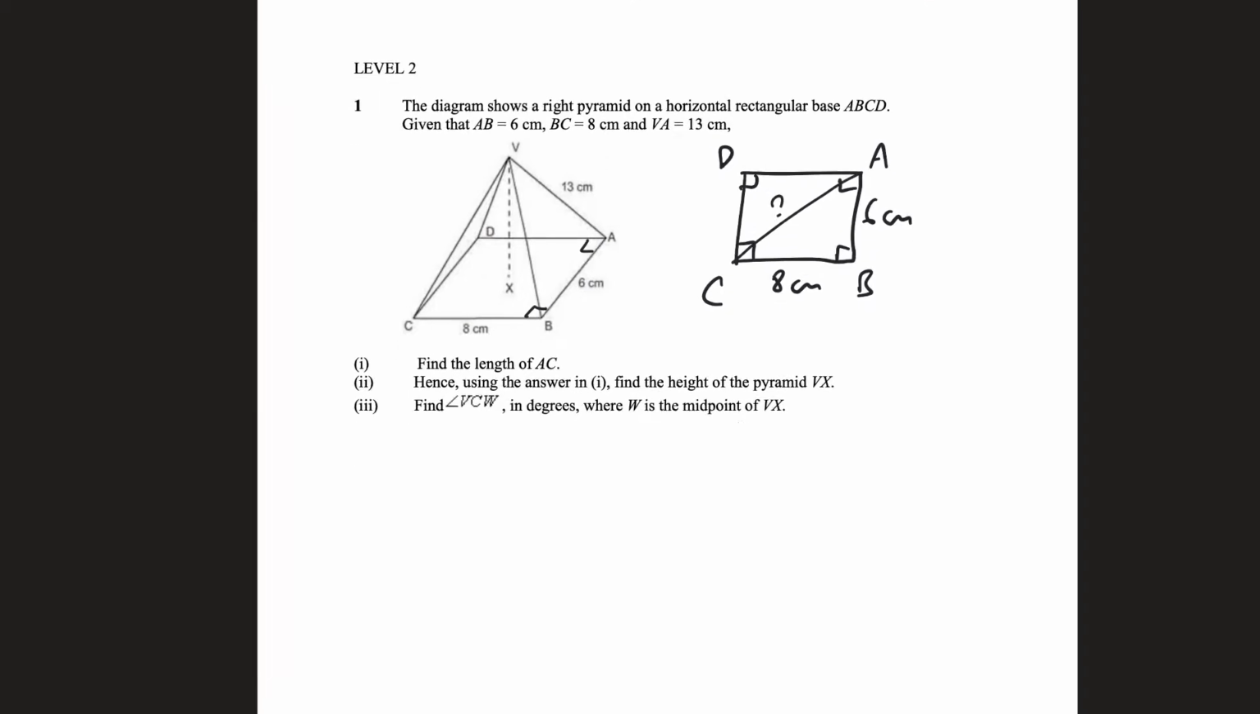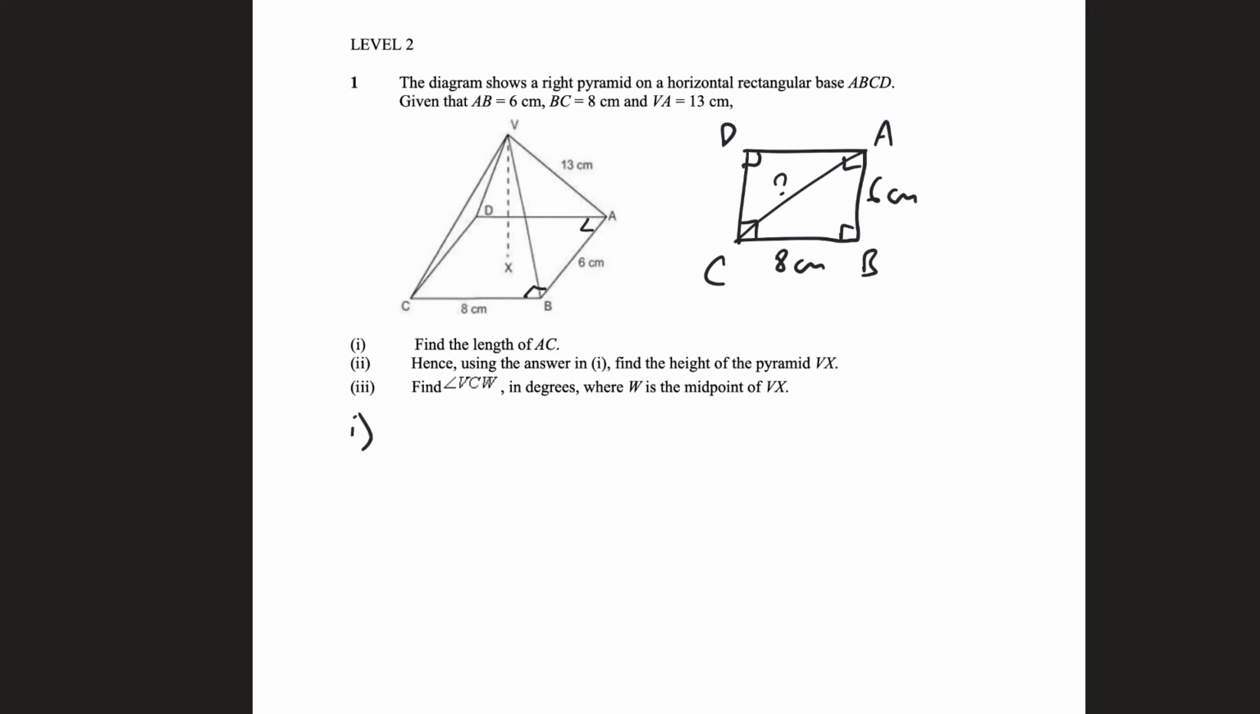How can we find it? Pythagoras theorem. We simply say AC squared equals 6 squared plus 8 squared, which is 100. AC, therefore, is square root 100, which is 10 cm. Done. That's pretty easy. And now let's look at part 2.